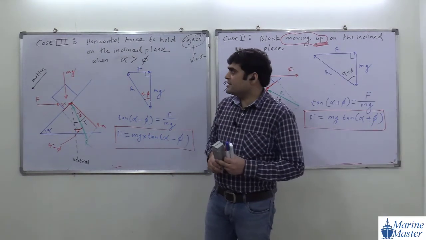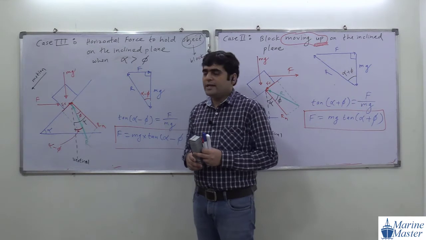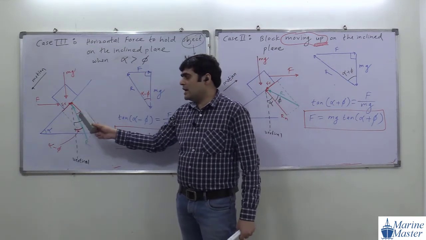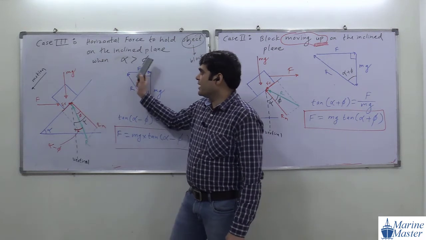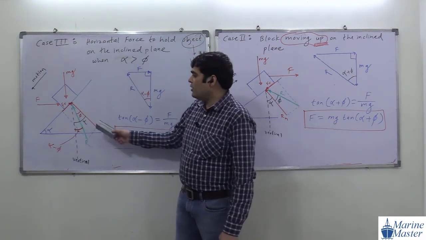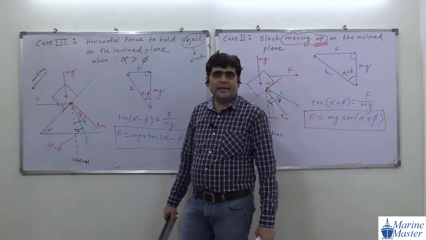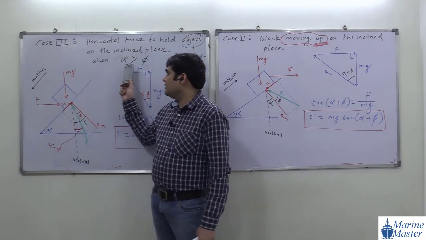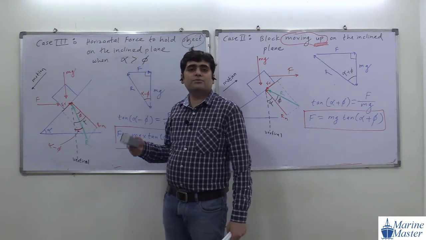Till now, what we discussed, guys? We discussed case 3. What is case 3? In case 3, our angle alpha, the angle of the plane, is greater than phi. See the scenario: angle of plane alpha is greater than phi. Phi means the angle of friction.